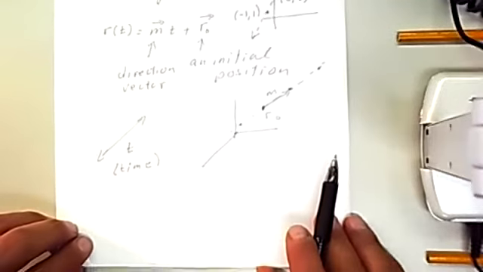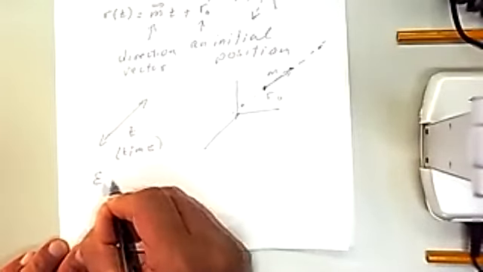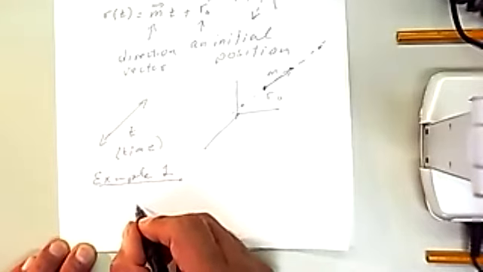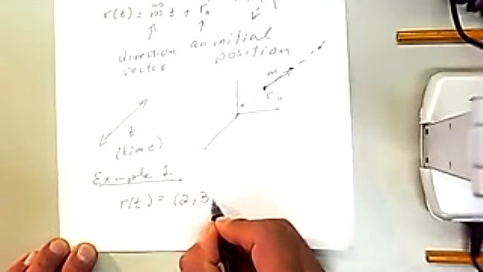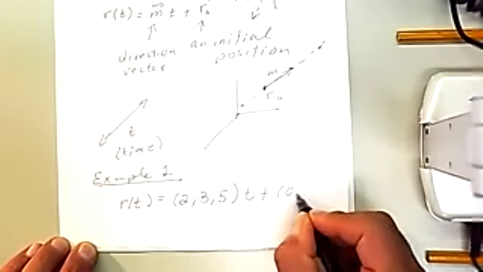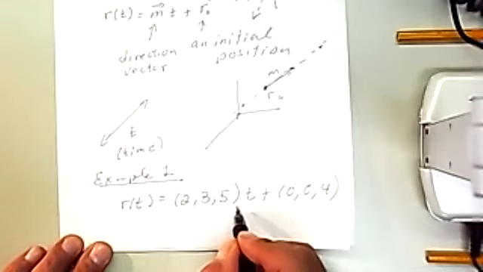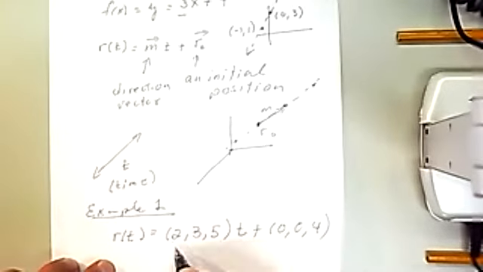As an example, this is going to be our example one, if you will. We will have r of t equals (2, 3, 5) t plus (0, 0, 4). So this vector describes the slope. Well, it's not the slope, it's the direction in which we are going. And this is an initial value point on the line.